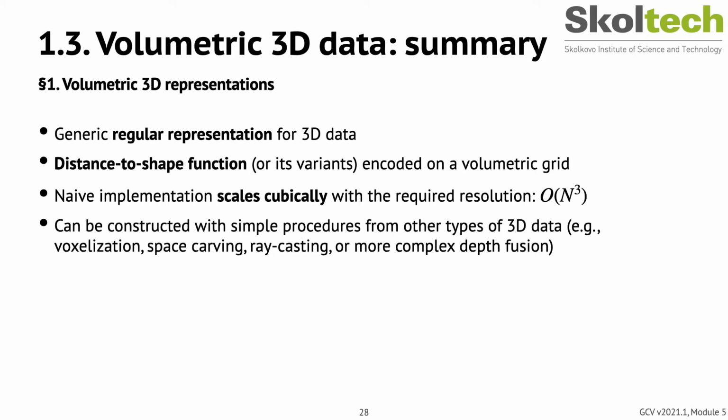So volumetric 3D data are really generic regular representations for 3D. They are basically represented in a number of ways, such as occupancy grids or signed distance functions that are typically encoded on a volumetric grid. A naive implementation, however, will suffer from cubic dependence on the required resolution, but volumetric representations can be efficiently constructed with simple procedures such as depth fusion for a lot of other types of 3D data, and even simpler procedures if you would like to obtain just a voxelized 3D shape from a mesh.